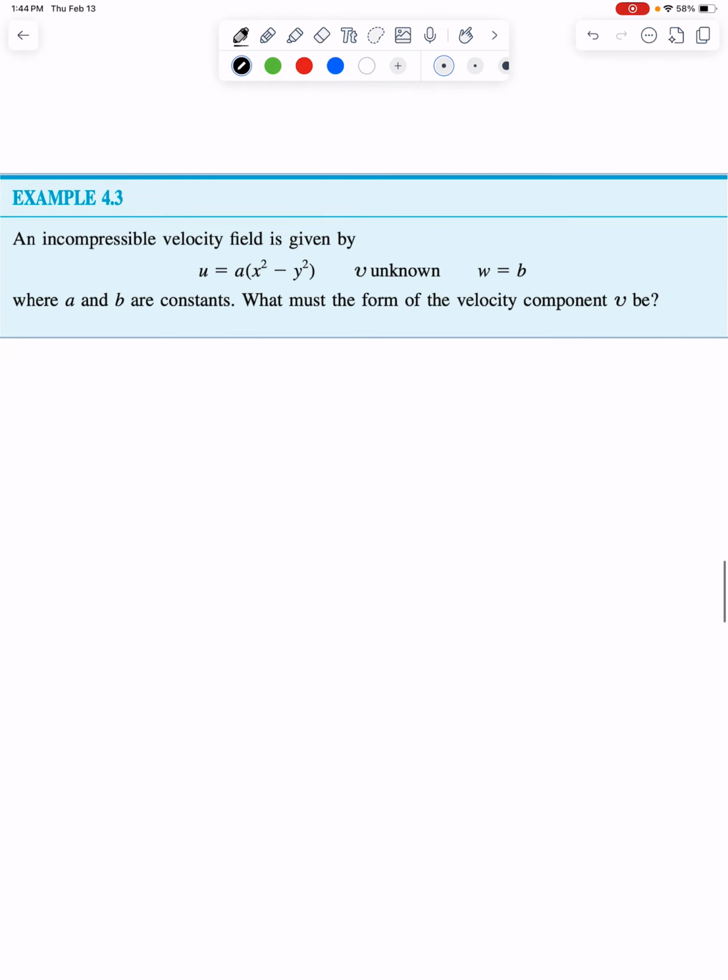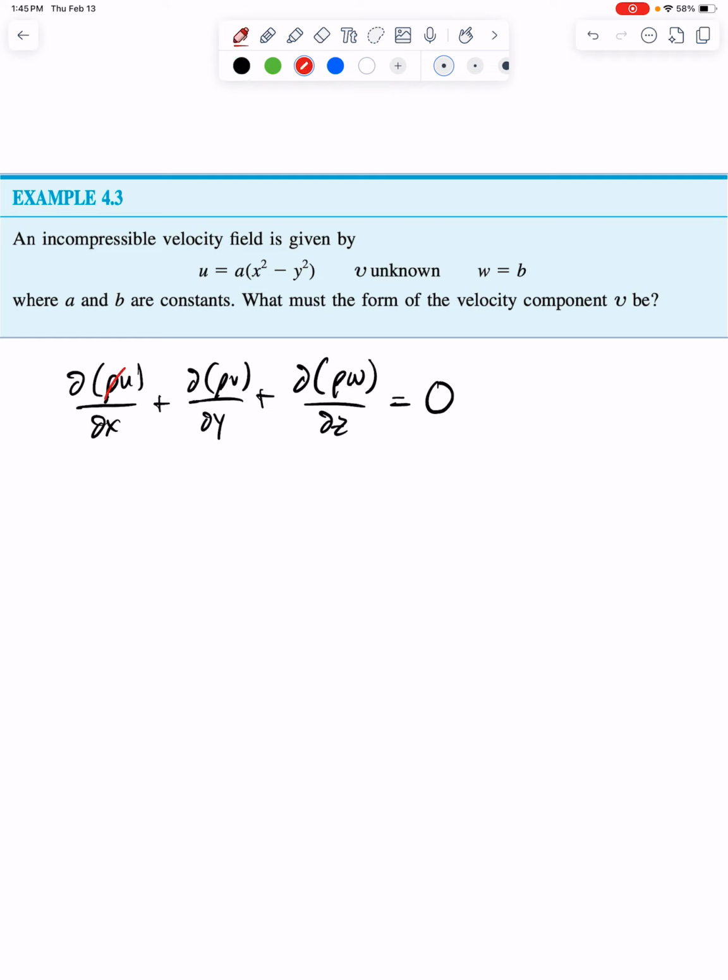So once again, we're looking at an incompressible velocity field, and we're given the velocity components for u and w. U is the x component velocity, w is the z component velocity. We're given that u is a times (x squared minus y squared), and w is b, but v is unknown, and we want to solve for v. So what would the form of the velocity component v be? Once again, return to that differential equation for mass conservation: differential of rho u with respect to x, plus differential of rho v with respect to y, plus differential of rho w with respect to z is equal to 0.